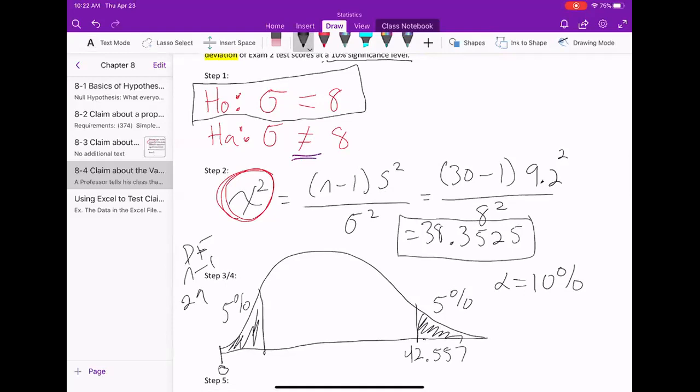Would you subtract it from 100? You would. So you get 0.95, and I get a critical value of 17.708.